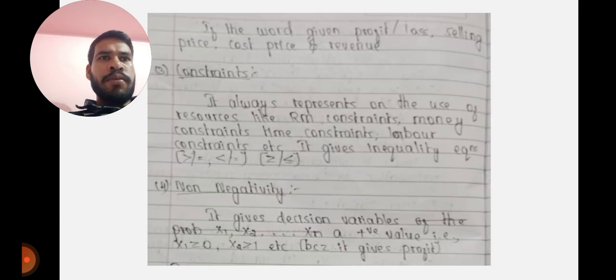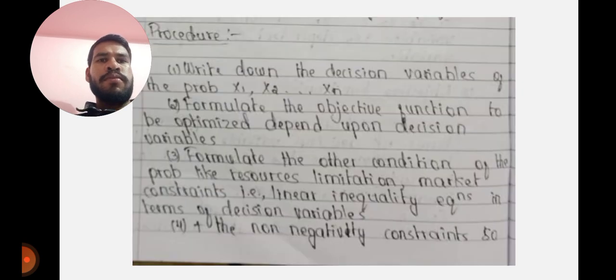If the problem gives profit or loss, selling price, cost price and revenue, it is the objective. Constraints always represent the use of resources, like material constraints, money constraints, time constraints, labor constraints, etc. They give equality or inequality. Non-negativity gives decision variables the value x1, x2 greater than or equal to 0, because it gives profit.